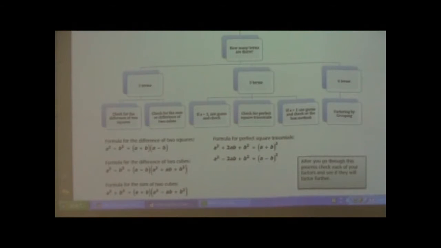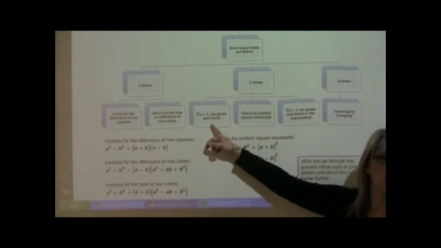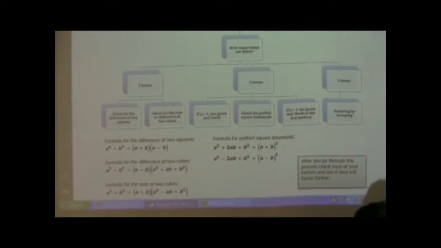Now, if you have 3 terms, we talked about 3 different methods. First of all, when you have a polynomial with 3 terms, you are thinking about something that's in the form ax squared plus bx plus c. In other words, a quadratic. If that a is a 1, so in other words, it just starts with x squared, this is easy. Use guess and check. In other words, what multiplies to the c and adds to the b? If that's not what you have, there are other options.